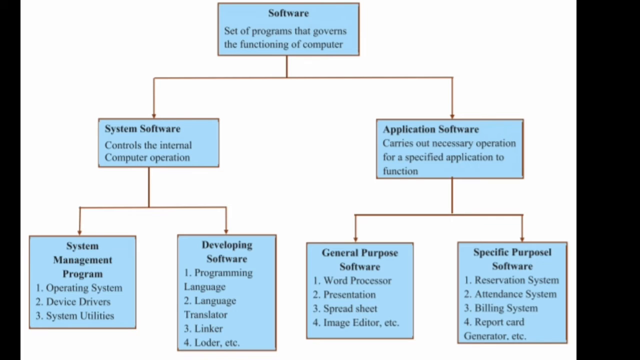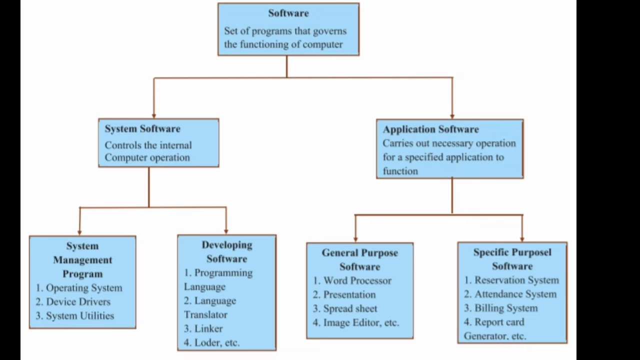System software is divided into two types, system management program and developing software. First, system management program. First one, operating system. Second one, device drivers. Third one, system utilities. Next, developing software. First one, programming language. Second one, language translator. Third one, linker. Fourth one, loader, etc.